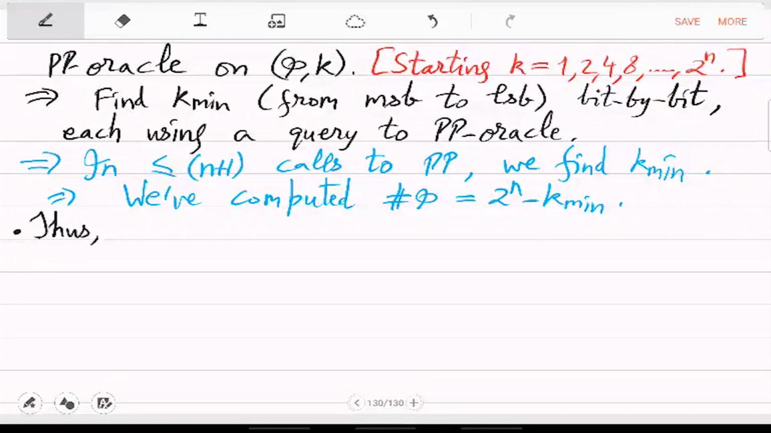Thus, #SAT is in FP to the PP. So that's a nice reduction from #SAT to PP. And the second proposition is now immediate. Okay, so how do you do that? Let's solve that.